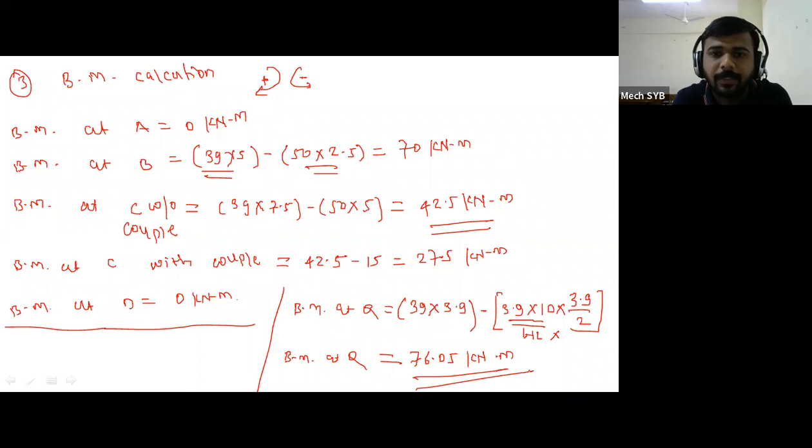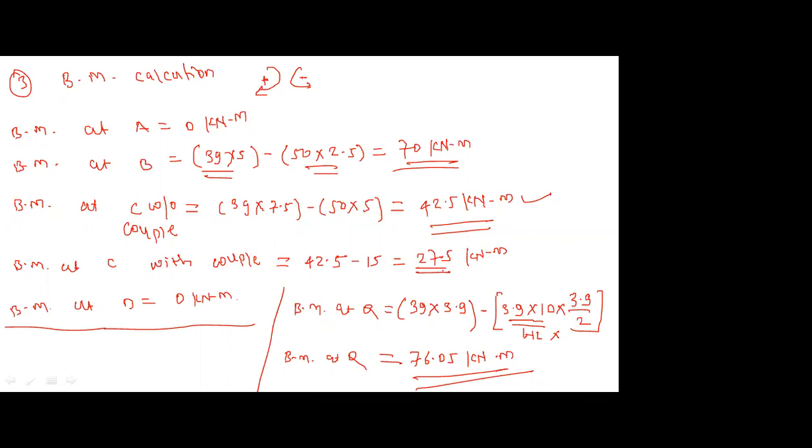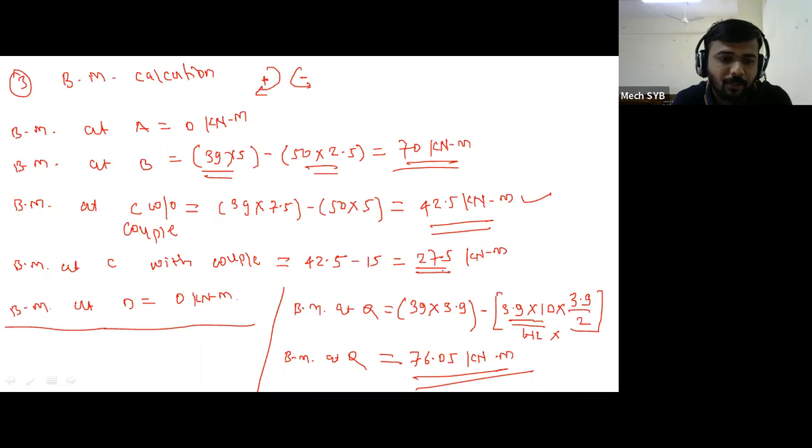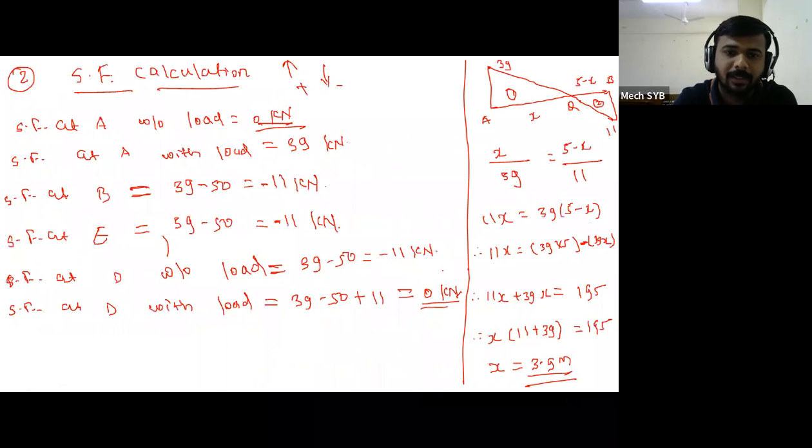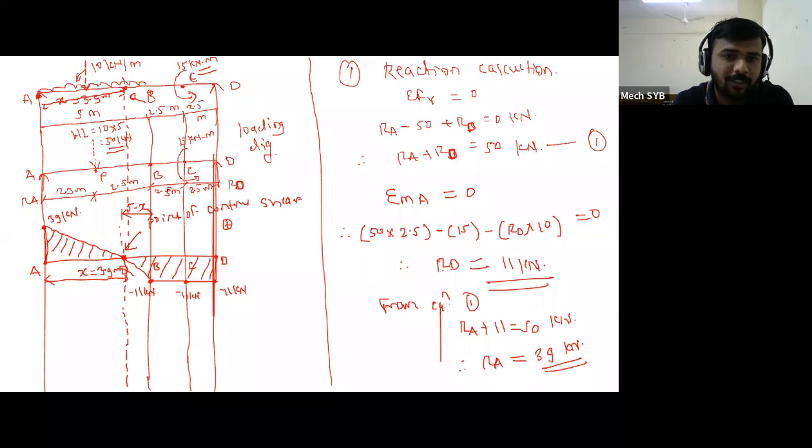And compare this value with remaining all the values. Which will be maximum? बघा, point A 0, point D 0, point B 70 kilonewton meter, point C without couple 42.5, and point C with couple 27.5. Then bending moment at point Q, whether it is maximum or minimum as compared to other points? Maximum. That means our second definition of point of contraflexure here is also satisfied. कारण आपली 50% definition satisfy झाली होती. It is the point at which शिअर फोर्स इज 0. कुठल्या पॉइंटला शिअर फोर्स 0 आलाय? पॉइंट Q ला. पण त्याच पॉइंटला बेंडिंग मोमेंट मॅक्सिमम आहे का नाही?